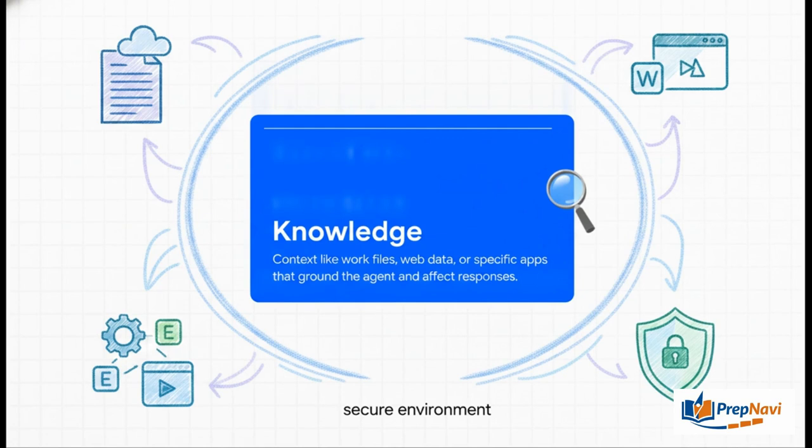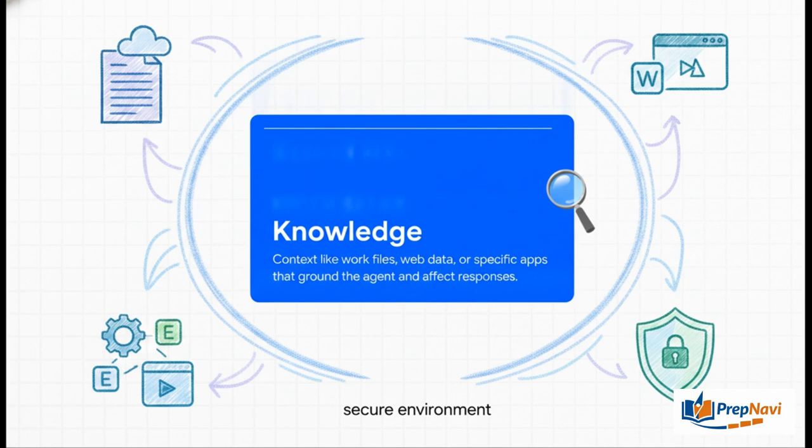Well, what does knowledge actually mean in the Microsoft 365 Copilot ecosystem? Simply put, knowledge is context. It's your work files, web data, or specific apps you're using every day. By linking this specific data, you ground the agent. This totally affects its responses, ensuring it generates highly relevant content based on your actual real-world business data.